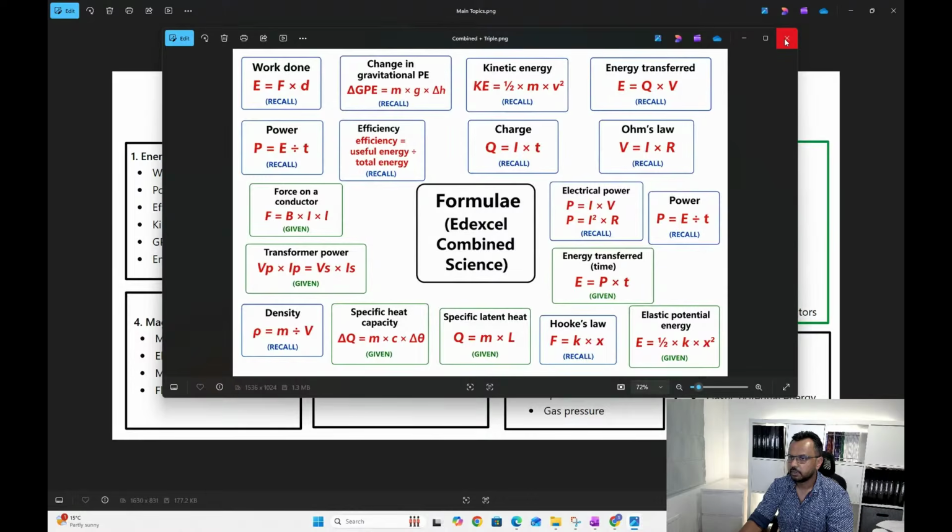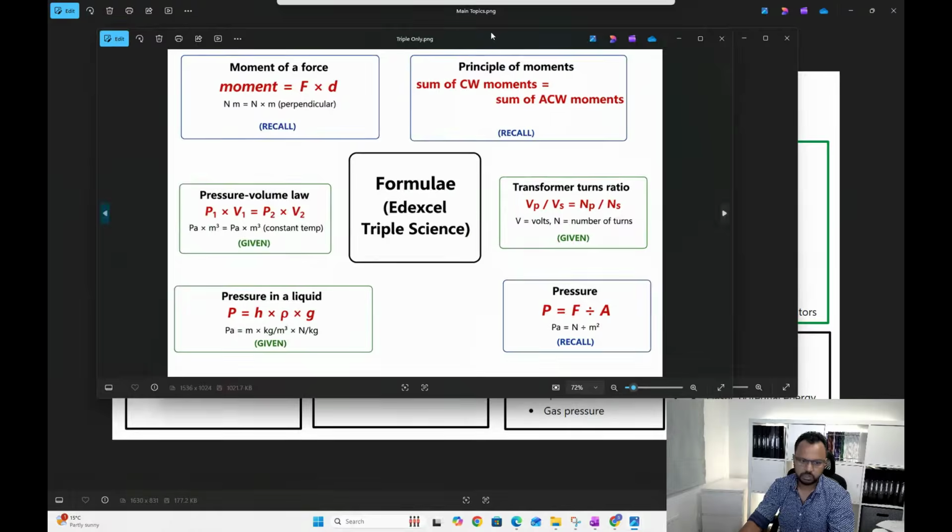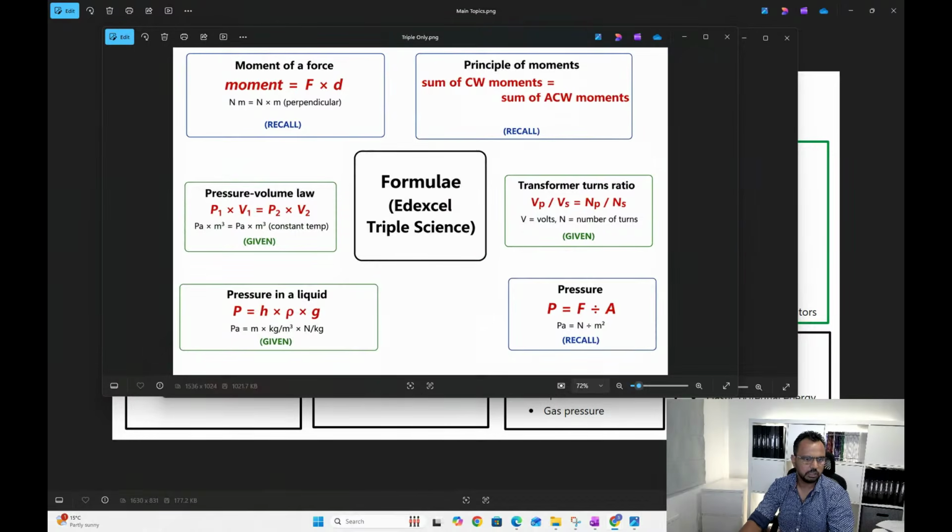Yeah? Right. The triple only formulae are here. These are the main triple only stuff, guys. Yeah. The power output stays the same, because it's the IV product.